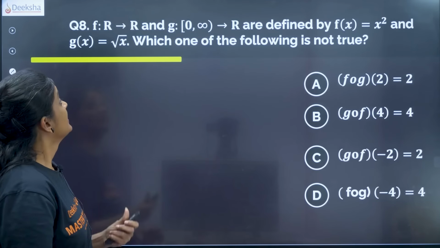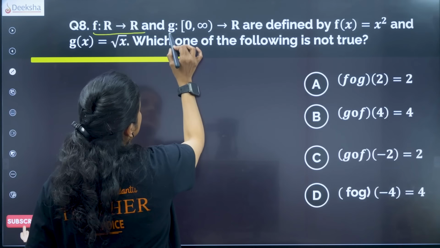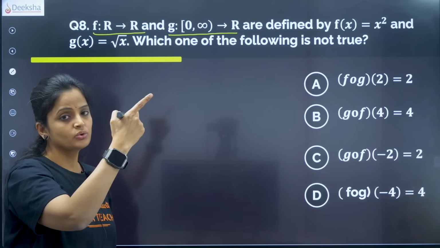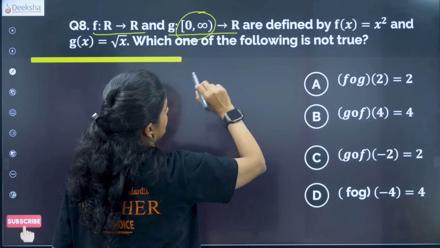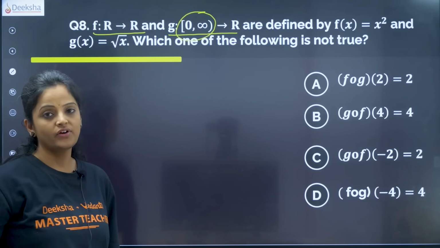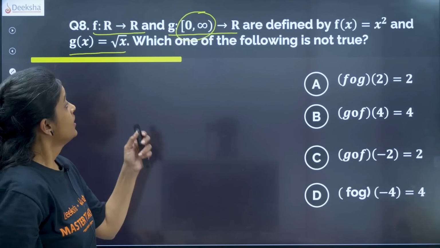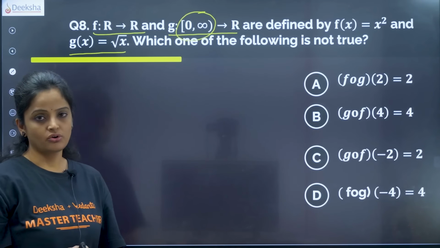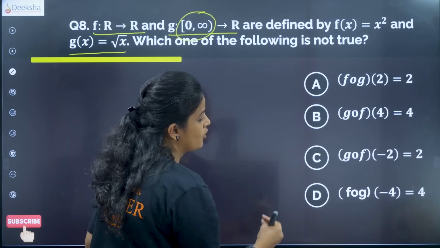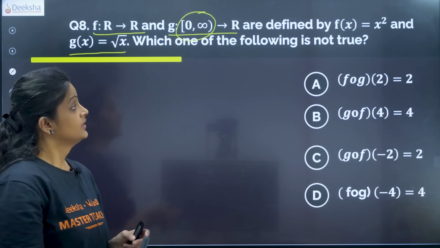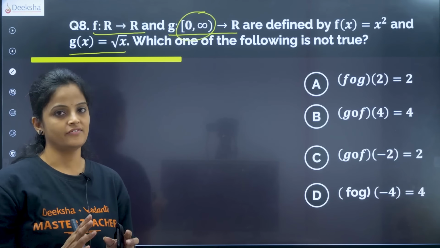Function f from R to R is one function they have given. g is from 0 to infinity to R. They are talking about the positive only here. They are defined by f of x is equal to x square and g of x is equal to root x. Which one of the following is not true? In such questions, don't go with all the options. Go with the functions and the range or the domain they have given.